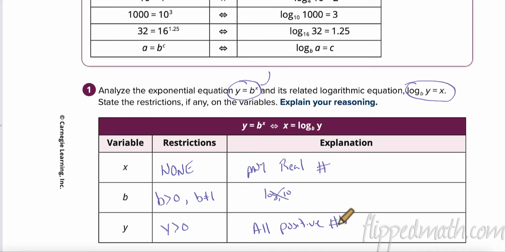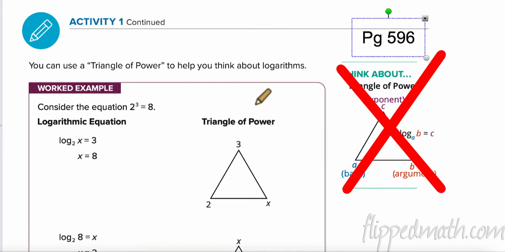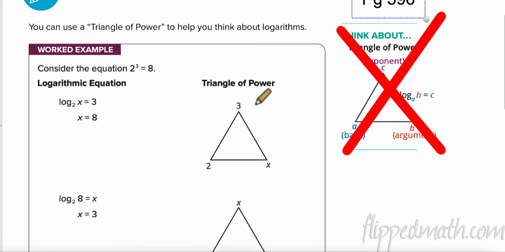All right. This again is just for the basic one. We're not talking about if we shift it or move it or things like that. All right. But when we had our basic exponential, our y's were always greater than 1, right? All right, over here they talk about this triangle of power. I really think this triangle of power is no good. So I'm not actually going to show you how to do it.